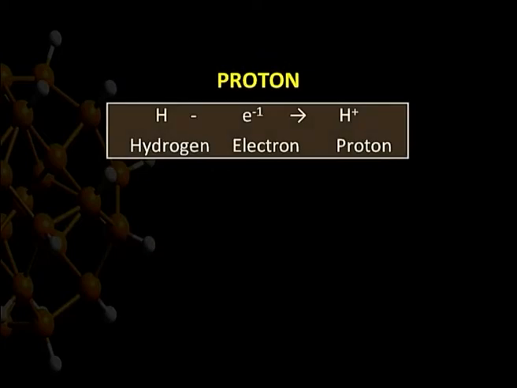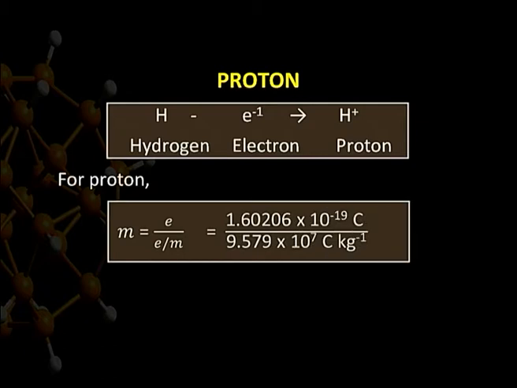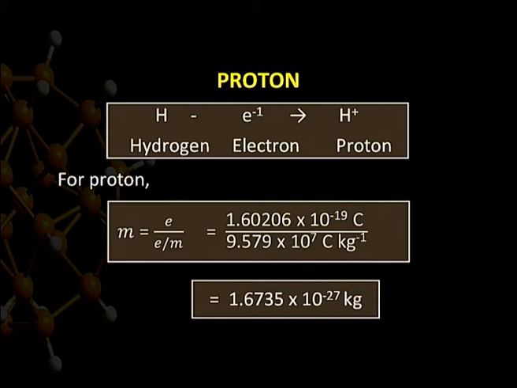The positively charged particle obtained from hydrogen gas is called the proton, as suggested by Rutherford. When the hydrogen atom ejects its one electron, it becomes positively charged, called a proton. For the proton, m is equal to e divided by e/m, which is 1.6735 × 10^-27 kg.